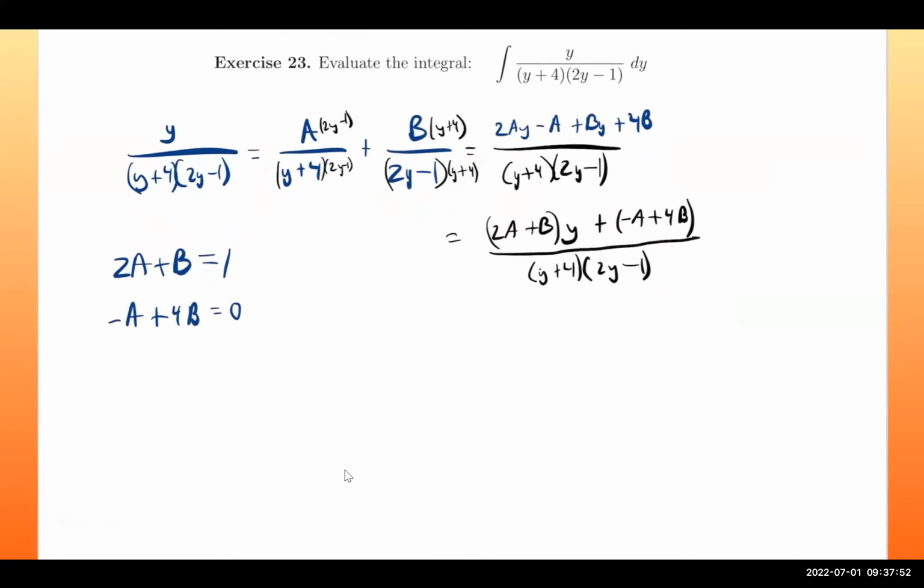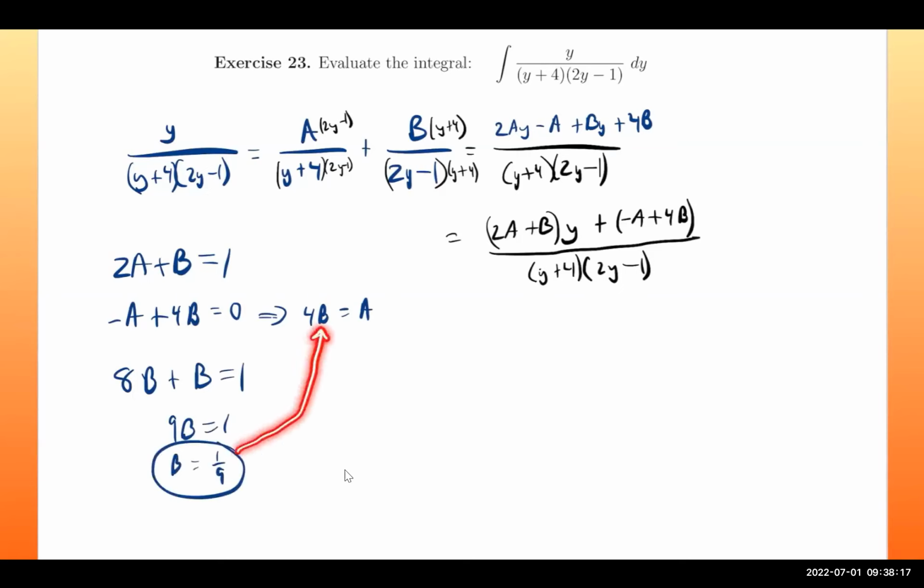Now you have a system of equations with 2 variables, so we should be able to solve. I'm going to add a to both sides, so this will become 4b equals a. Then I'm going to substitute the 4b into the a up here, and that'll give me 8b plus b equals 1, 9b equals 1, b equals 1/9. And if b is equal to 1/9, we can substitute that here. That means that a will equal 4/9.